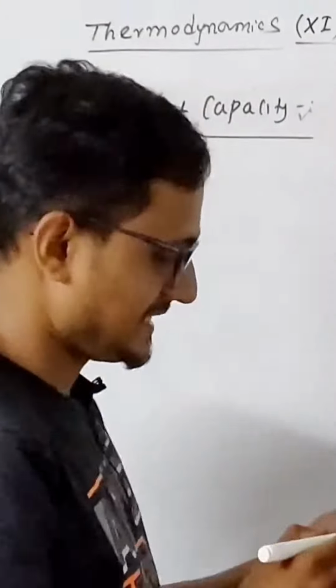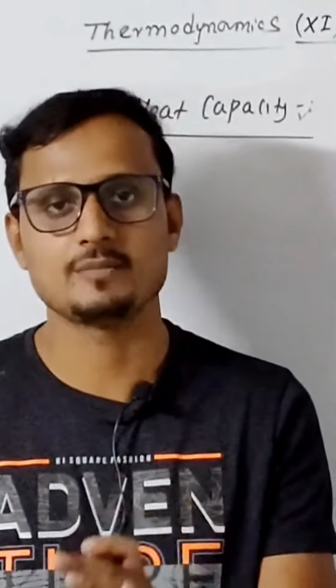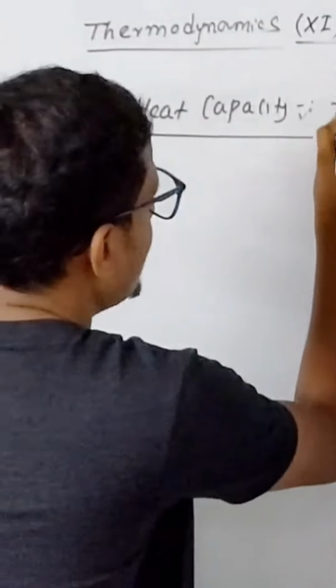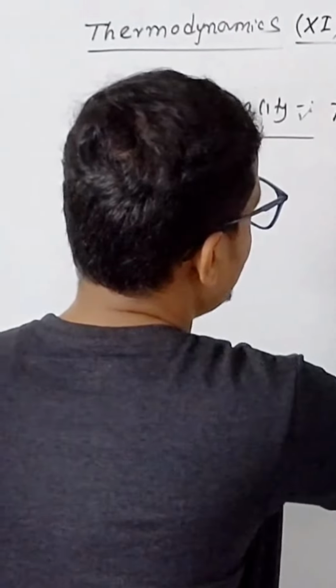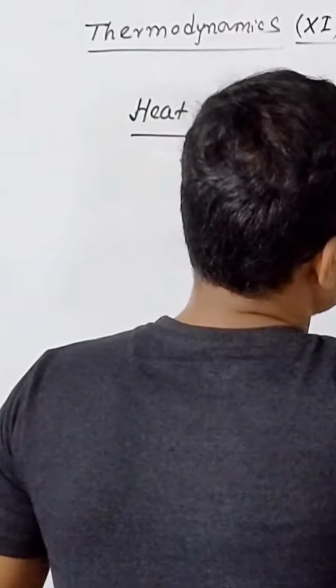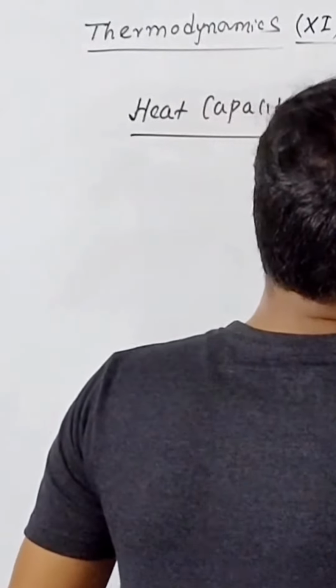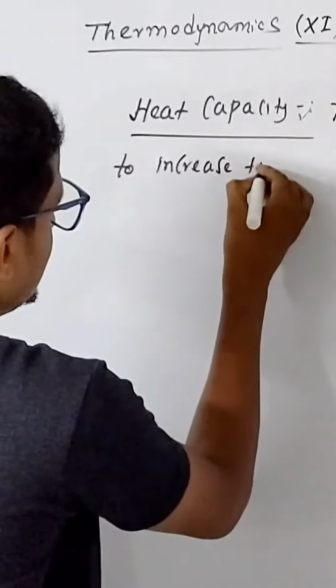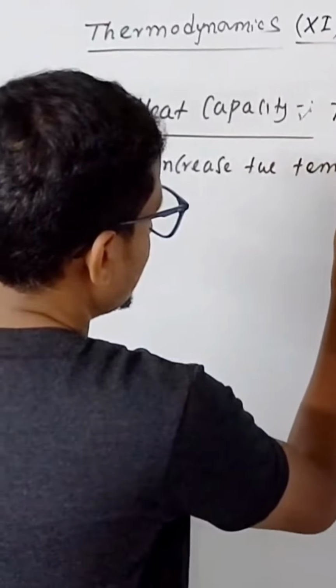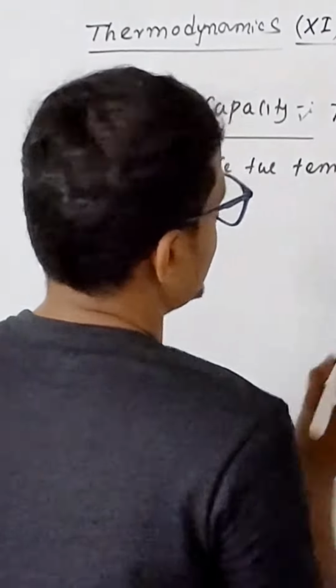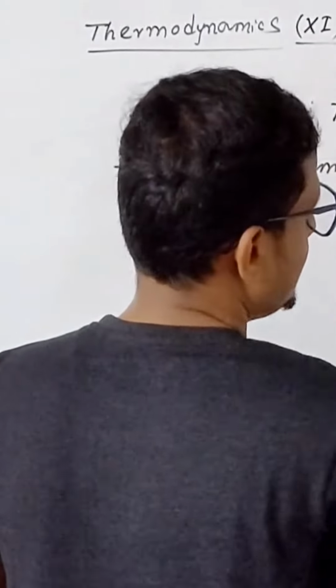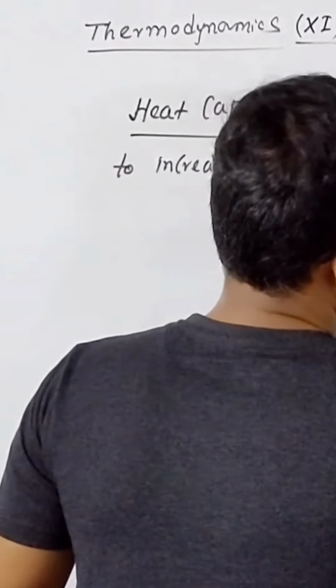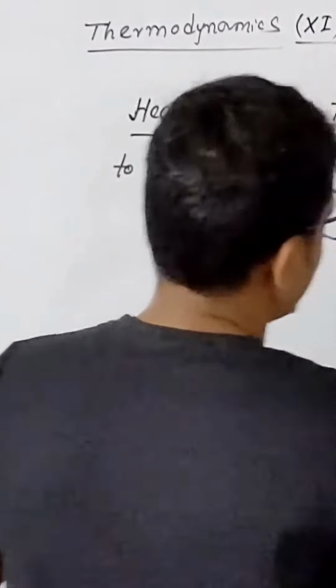Now, what is heat capacity? It is the amount of heat required to increase the temperature by 1 degree centigrade for a certain amount of substance.